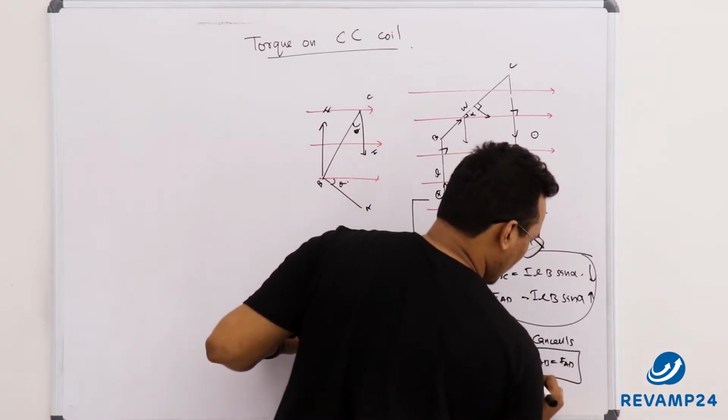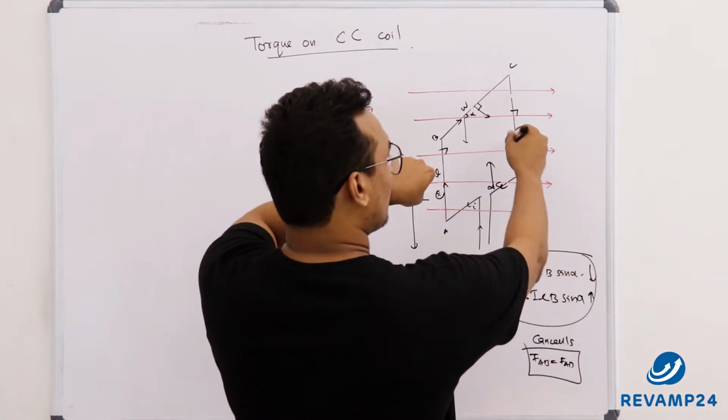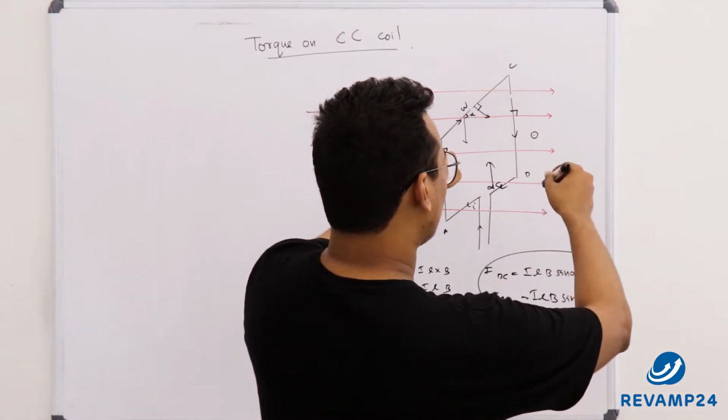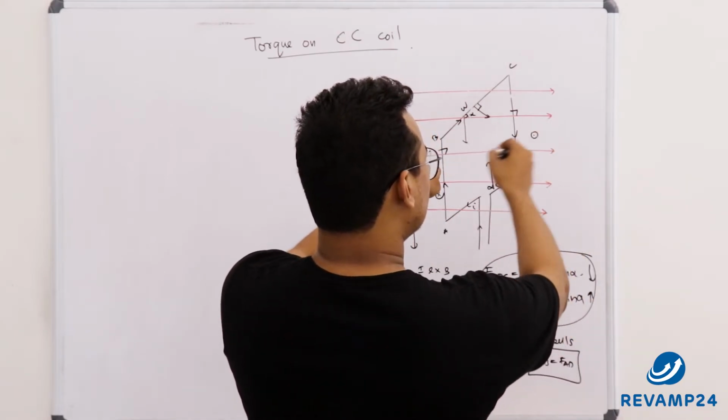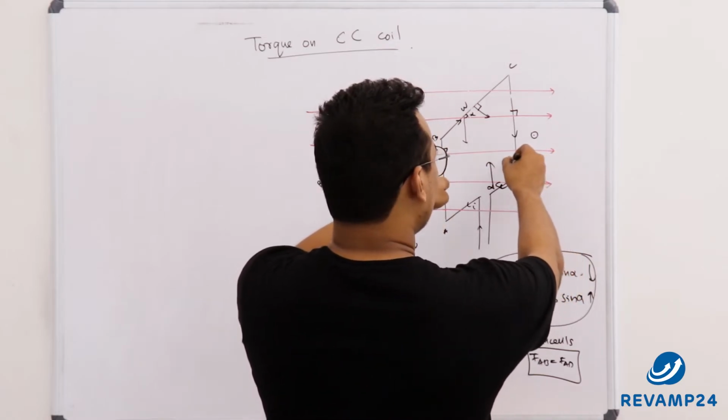Now you may ask one question: why these two forces are not cancelled? See, these are not along the line. Here someone pushes, here someone pulls. There is distance in between these two forces. So net force will be 0, but there will be net torque.